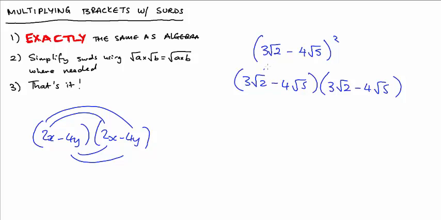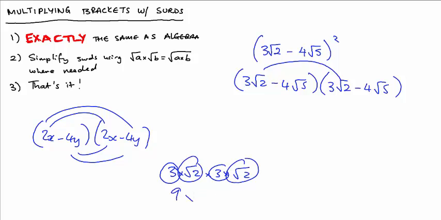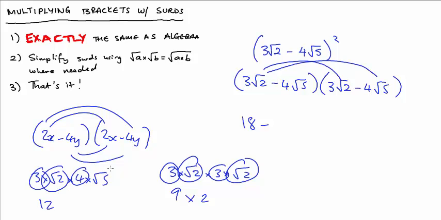Alright, so what's this going to be? Multiply that together. We've got 3 times √2 times 3 times √2. 3 times 3 is 9, √2 times √2 is 2, so the first thing is 18. Then we do that, which is going to be minus. So we're doing 3 times √2 times 4 times √5. 3 times 4 is 12, √2 times √5 is √10. Can't do much for that. Minus 12√10.